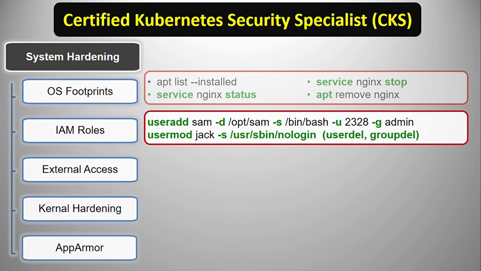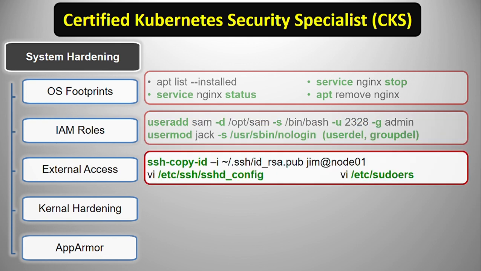For minimizing external access, the command allows passwordless access to a user gem in node01, while the paths of the sssd config and sudo are also shown on the screen, where you can change the settings of a particular user and control its external access management.